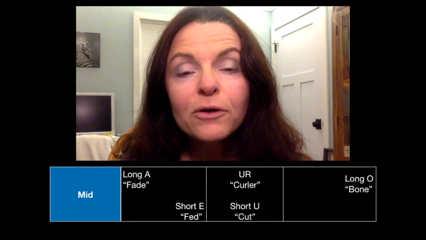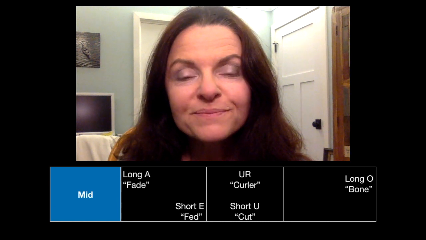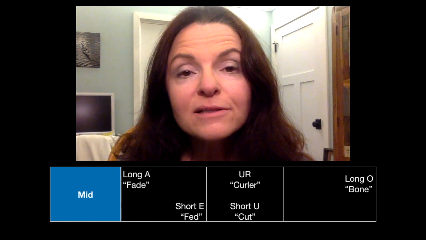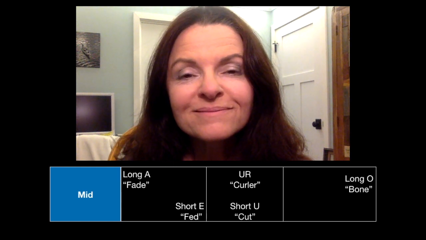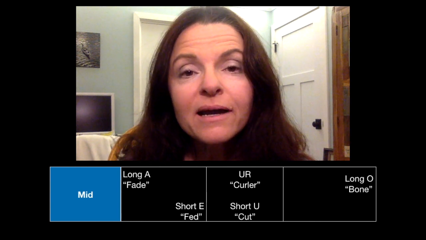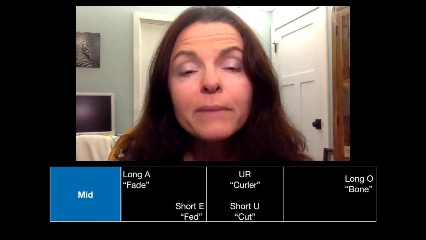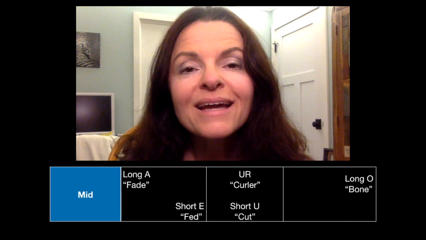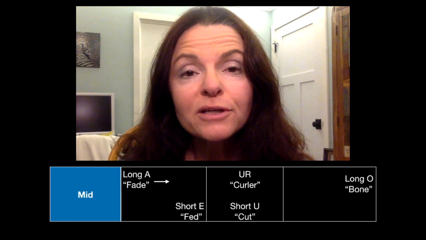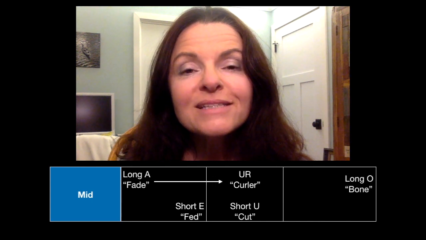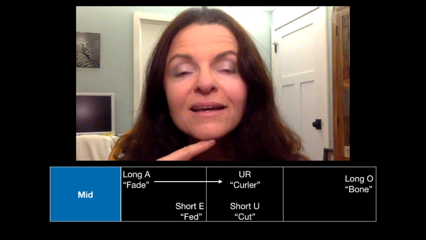The next row are the mid vowels. For the mid vowels, your mouth is about halfway open. Ah. I'm going to put the tip of my tongue right under my bottom teeth. Ah. The next vowel, the center vowel, is ER. Notice how they're on the same chin height.